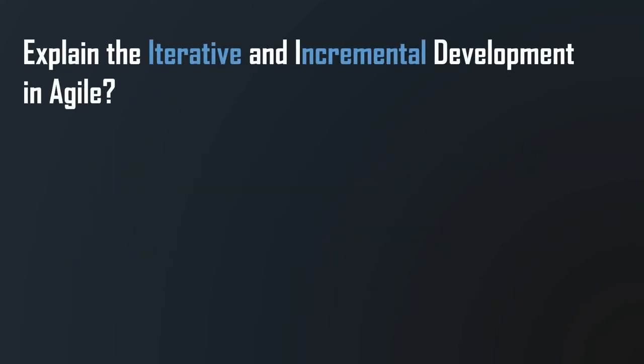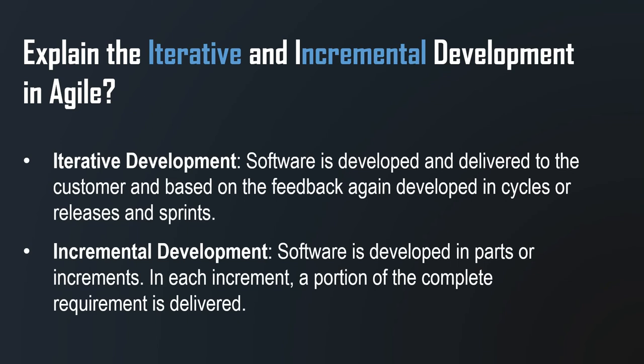Now explain iterative and incremental development in Agile. Iterative development means software is developed and delivered to the customer, and based on the feedback, again developed in cycles or releases and sprints. For example, you develop a software and you deliver it, and then you get the feedback from the customer, and then you improve upon it in terms of cycles or releases. That is called iterative development.